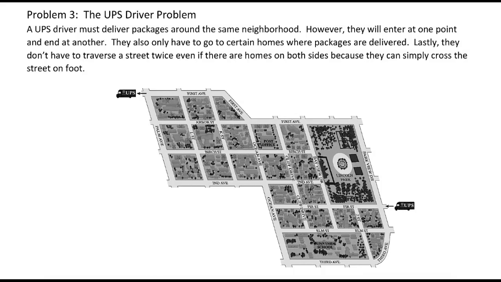Also, what's unique about this UPS driver versus the mail carrier is that the UPS driver will come into the neighborhood in one location and leave at a second location. They will come from a different neighborhood and go on to the next neighborhood. Another unique feature of the UPS driver problem is that unlike the security guard, the UPS truck does not need to traverse every street. Instead, they only need to go to the streets where packages need to be delivered. Let's go on to our fourth scenario.